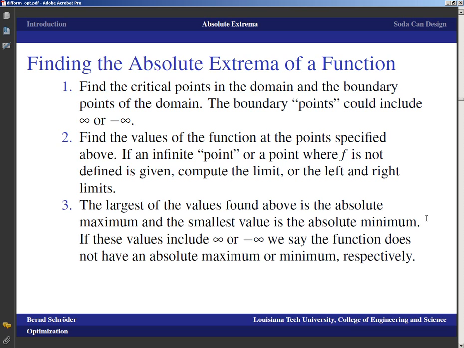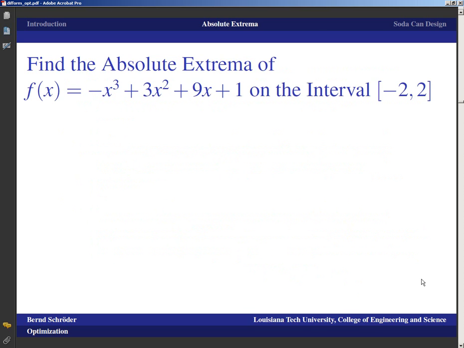And if these values include infinity or minus infinity, say if we had to compute limits, well, then the function does not have an absolute maximum or minimum, respectively. It doesn't have an absolute maximum if infinity occurs, and doesn't have an absolute minimum if negative infinity occurs.